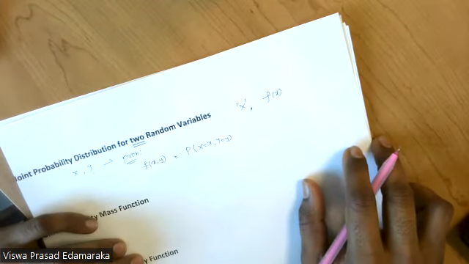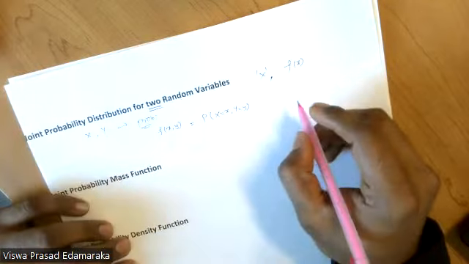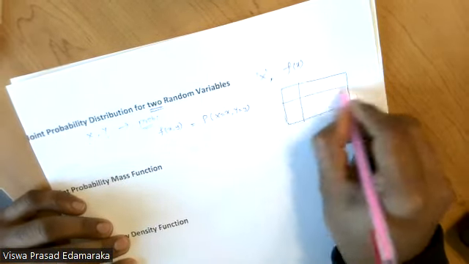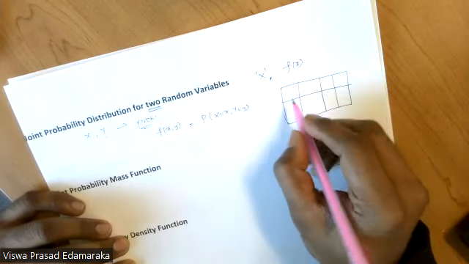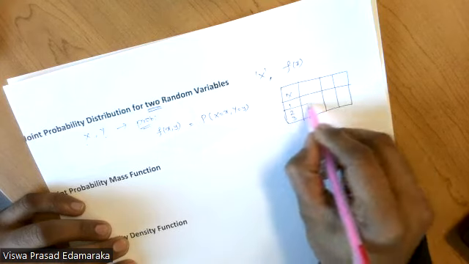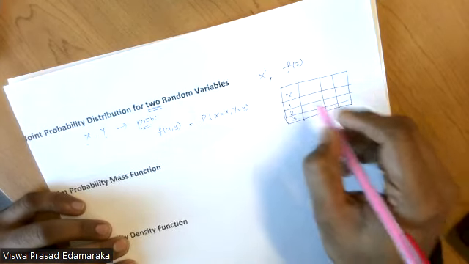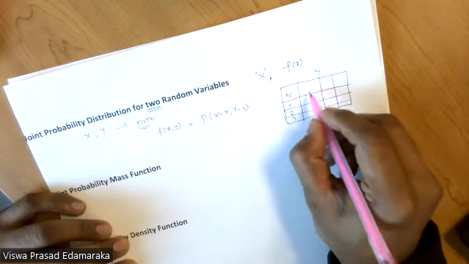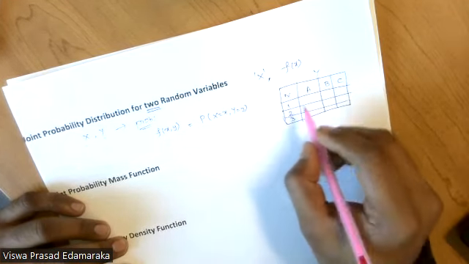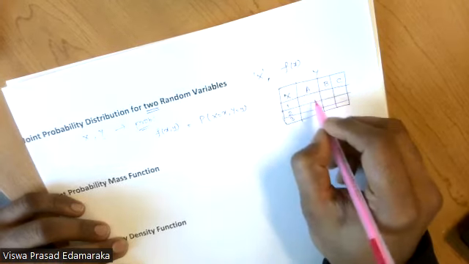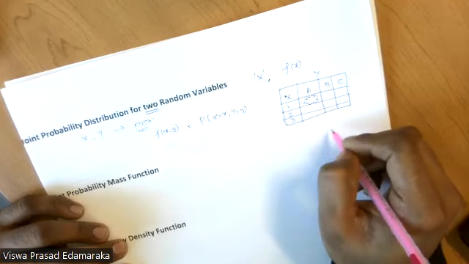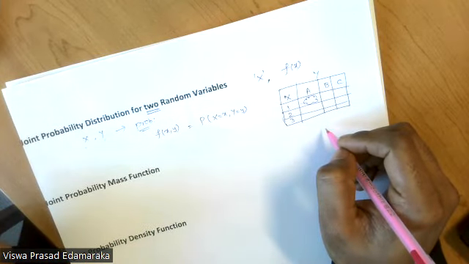Let us take an example. For example, this is x: 1, 2, 3, and this is y: a, b, c. So when x and y combine to form a probability, it will be noted in a table.